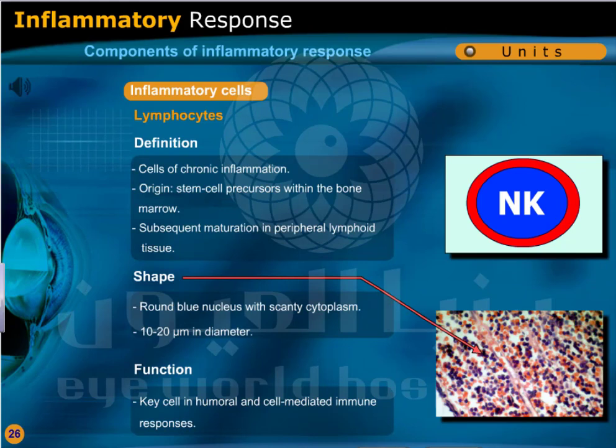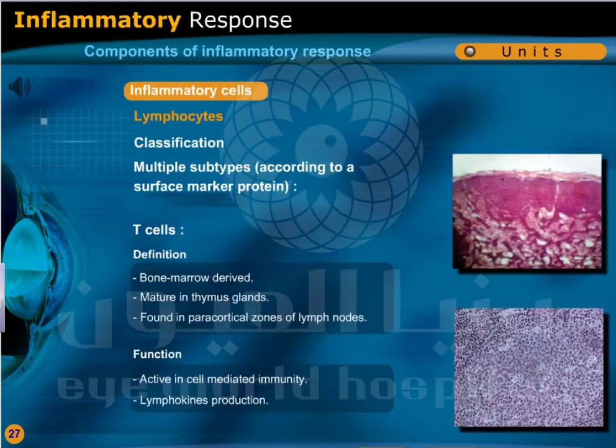Lymphocytes. Lymphocytes are cells of chronic inflammation. Their origin is stem cell precursors within the bone marrow. Their subsequent maturation occurs in peripheral lymphoid tissue. They have round blue nuclei with scanty cytoplasm, and they are 10 to 20 micrometers in diameter. Lymphocytes are the key cells in humoral and cell-mediated immune responses. Lymphocytes are classified into multiple subtypes according to a surface marker protein: T cells, B cells, null cells, which are non-T or non-B effector lymphocytes.